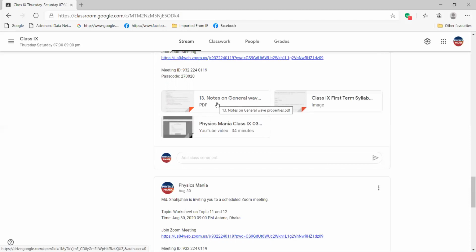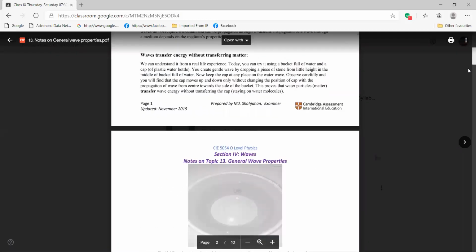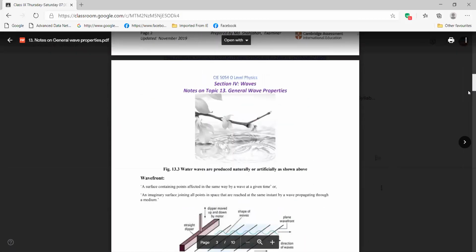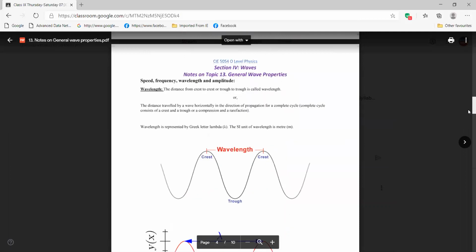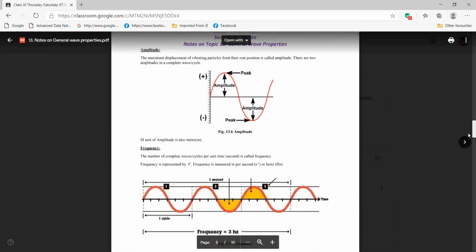And there is another definition: the starting of the wave to the end of the wave, right? Yes, sir. So you understood it. And wavelength, what is the unit? Lambda. Then we have amplitude, right?